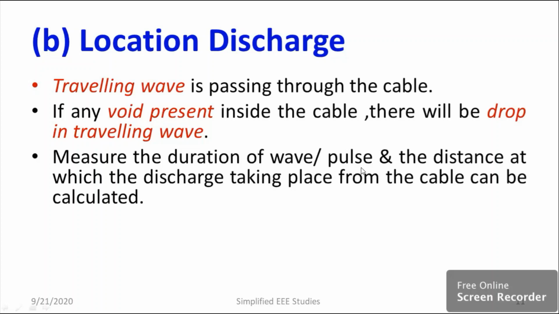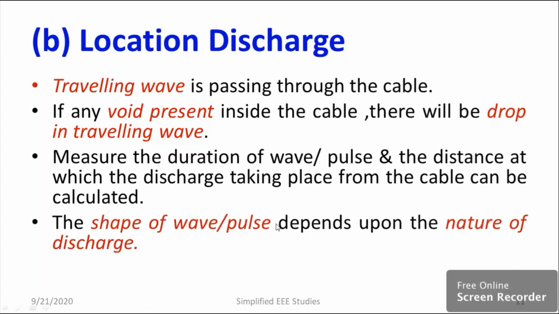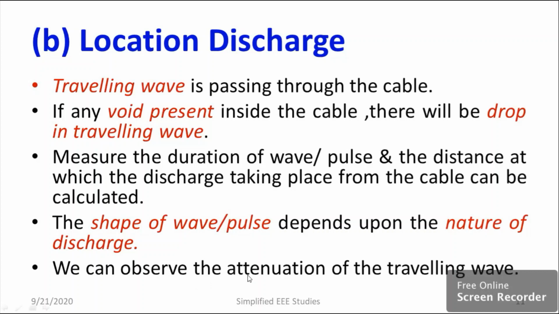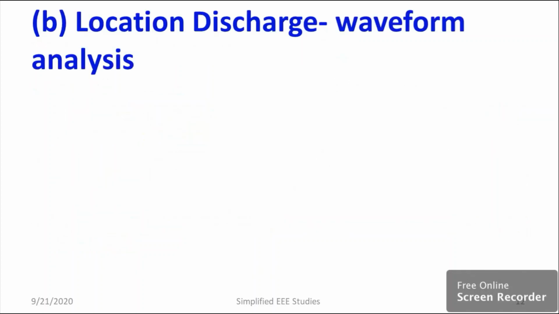Measure the duration of the wave or pulse, and the distance at which the discharge takes place from the cable can be calculated. That's also possible by using this method. The shape of the wave or pulse depends on the nature of discharge. Suppose any shape has varied, we will know that some partial discharge has taken place inside that particular cable. That's a peculiarity. It is mainly making sure whether any void is present inside the cable. If any void is present, definitely that leads to partial discharge. We can observe the attenuation of the traveling wave. I'll be showing some graphs or diagrams, and with the help of that diagram we will know whether the partial discharge has taken place or not.